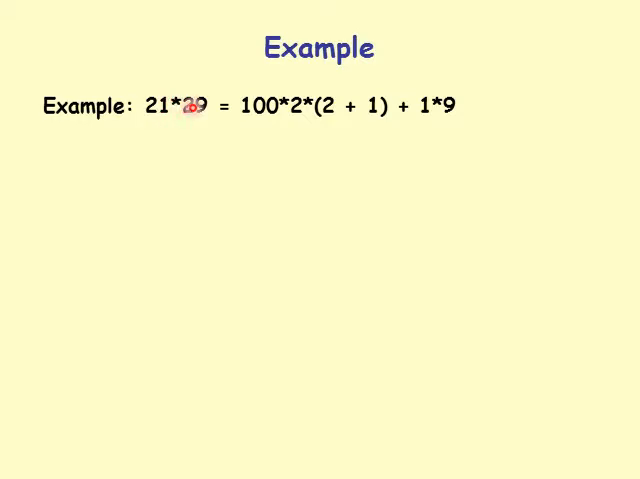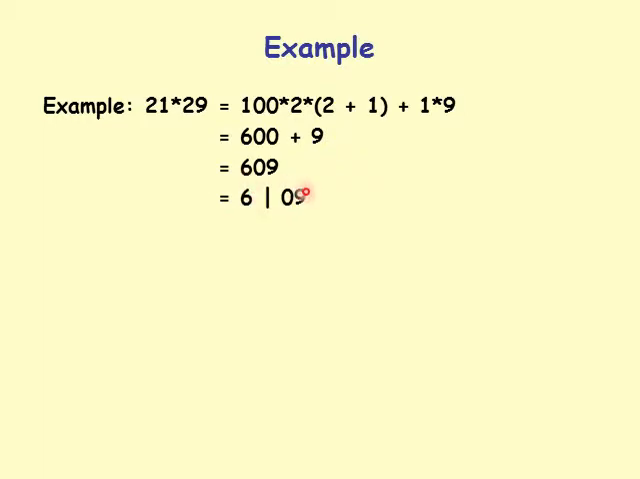Say 21 times 29 is 100 times 2 times 2 plus 1 on the left, 1 times 9 on the right. Let's continue here. So it's 600 on the left and 9 on the right, okay? Which is 609, and that's like 6 and 09.